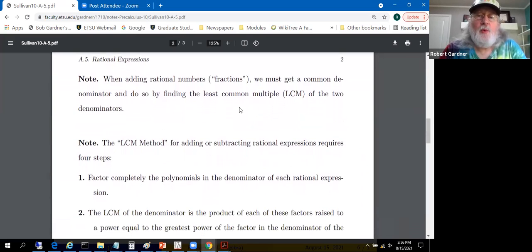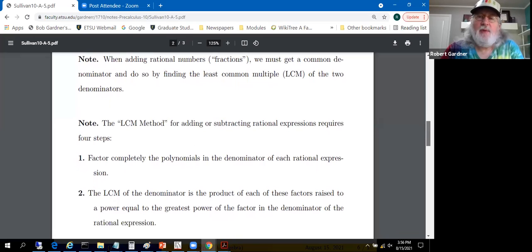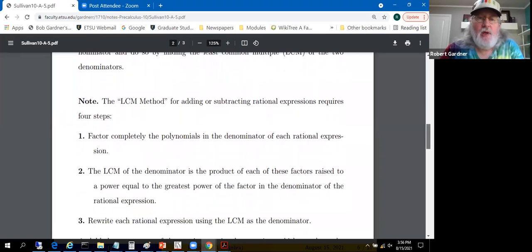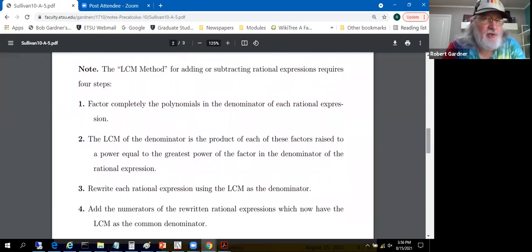When adding rational numbers, fractions, we must get a common denominator and do so usually by finding the least common multiple of the two denominators. The least common denominator, it's more commonly called. They're going to use this least common multiple verbiage, but it's the least common multiple of the denominators. So we're going to do the same thing with rational expressions.